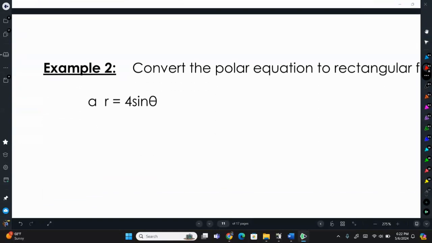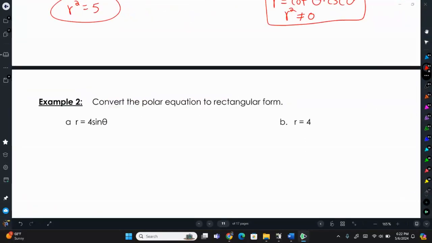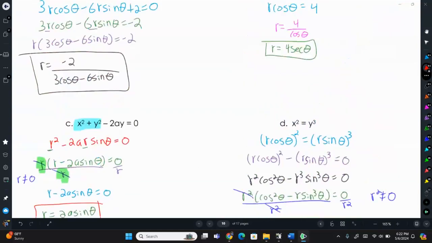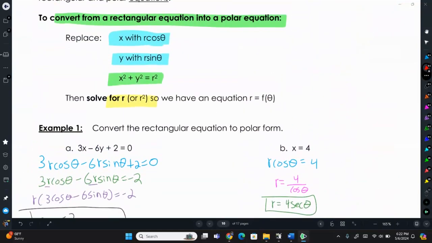All right, now on the next page, we're going to go in the opposite direction. So we're going to go from our polar equation into rectangular form. And we're still going to be using these definitions, but going backwards.